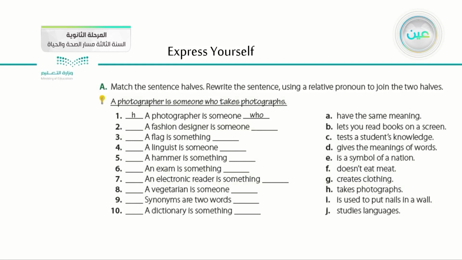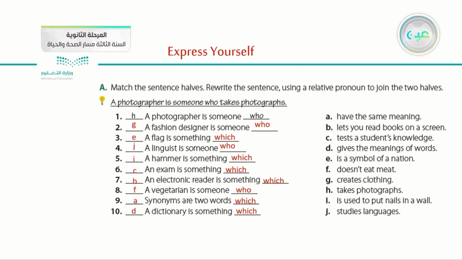In the first one, we tried to match or complete the half of the sentence on the left side with the other halves on the right side, and link or combine these 2 halves by using relative pronouns like who and which, and the answers for each one of them are as shown here on this slide.